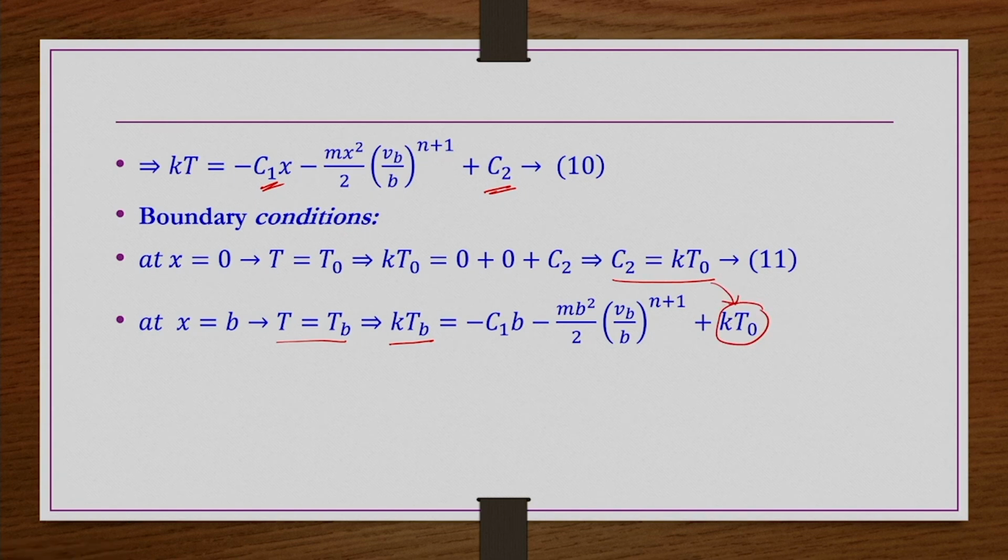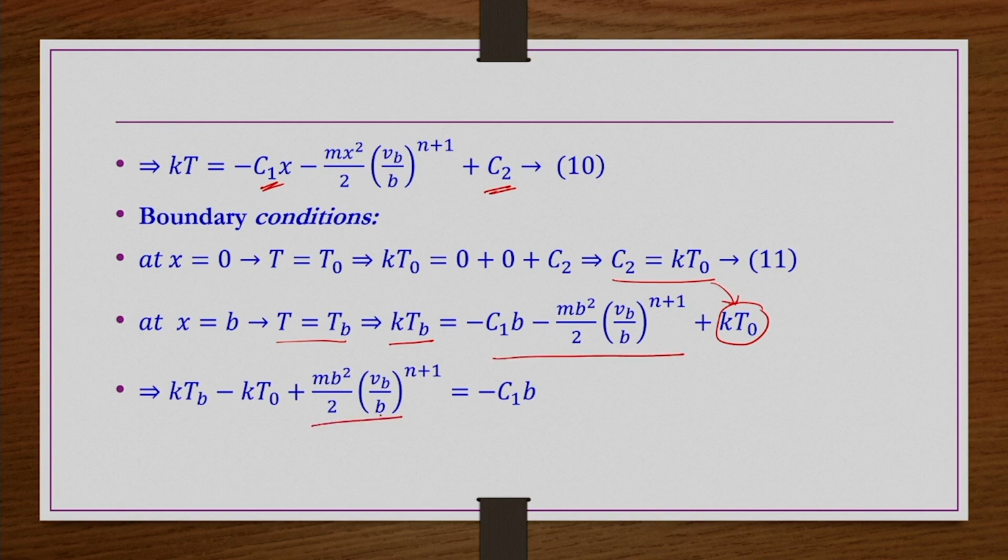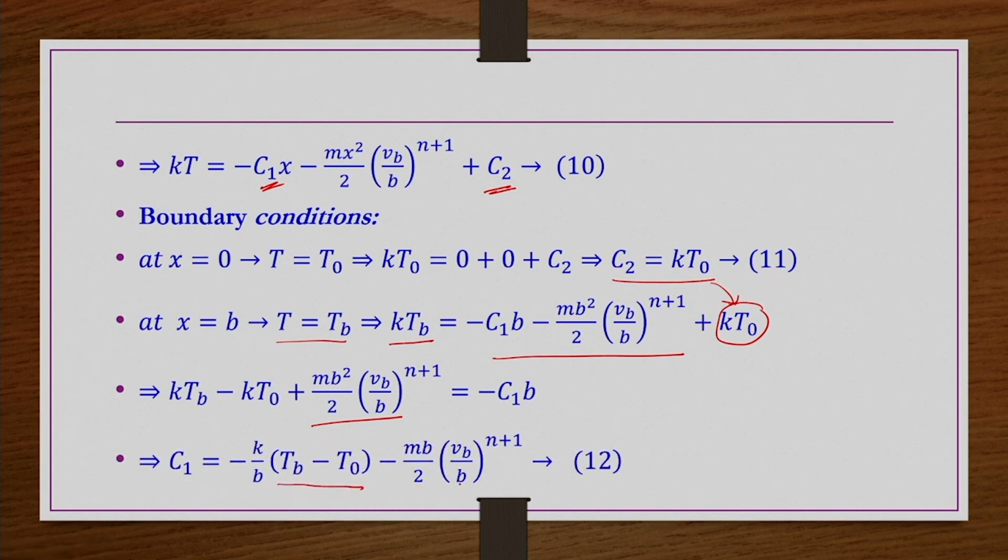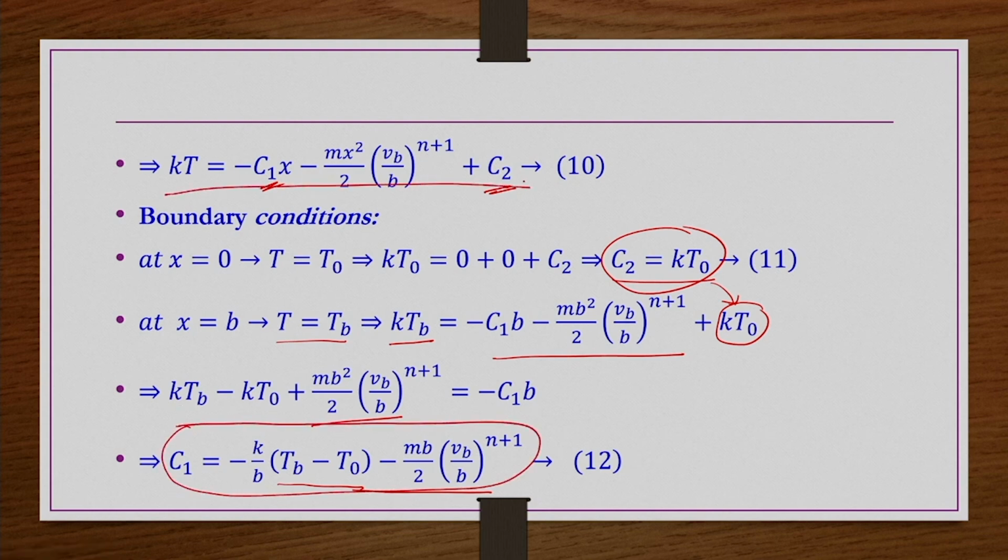So, now what we do, this k T naught we take to the left hand side, and this m b square by 2 Vb by b whole power n plus 1 also we are taking to the left hand side. Here we are not expanding or cancelling b terms etc., that is not required. So, minus C1 b is this one. So, C1 is nothing but minus k by b times Tb minus T naught minus m b by 2 Vb by b whole power n plus 1. So, now this C2 and this C1 we are going to substitute in equation number 10 to get the final temperature profile.